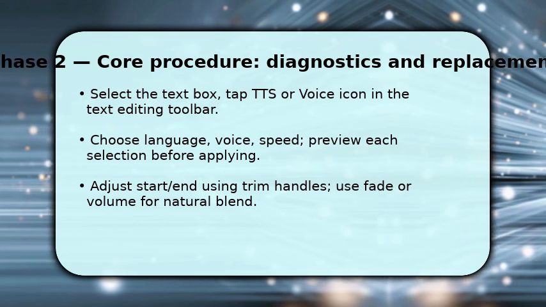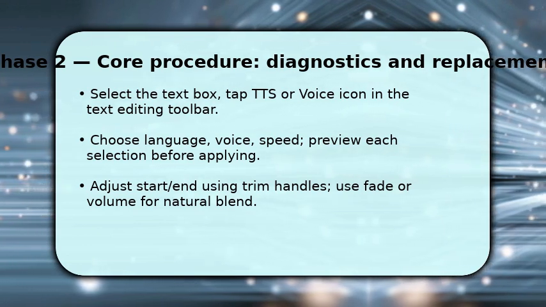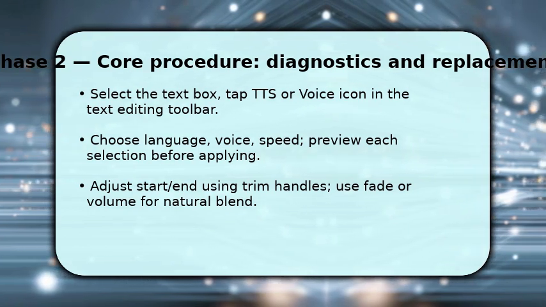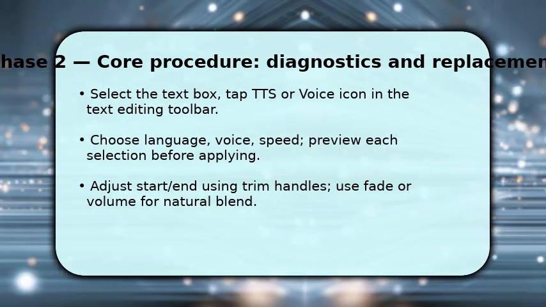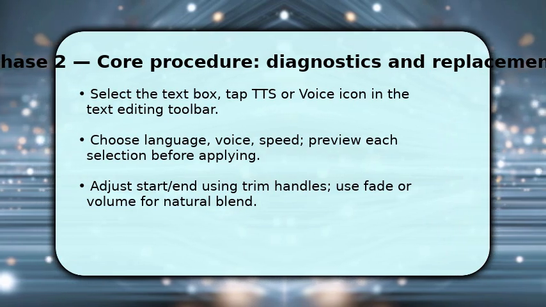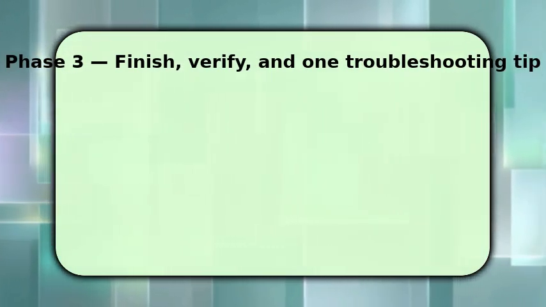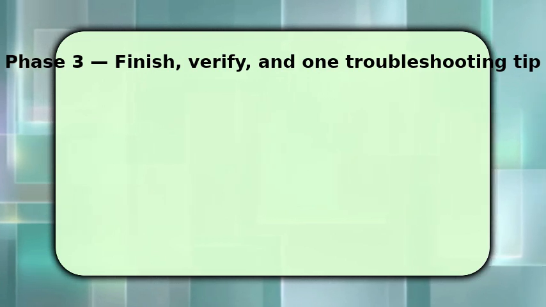Once satisfied, apply TTS, then trim start and end points so the speech aligns with scene changes or on-screen text. This creates seamless sync between audio and visuals. Now finalize by exporting a short segment to confirm levels and sync. Listen on headphones and speakers.